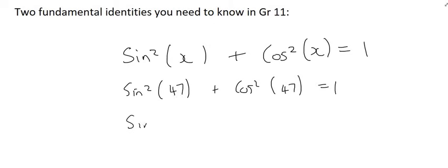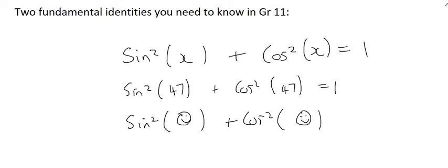So, the sin squared of a smiley face plus the cos squared of a smiley face would also equal 1, as long as these two expressions are the same. So it doesn't have to only be an x or a theta. It can be anything you like. That's very important. They typically don't give that to you on a formula sheet, so that's one you're going to have to remember all the way till grade 12.